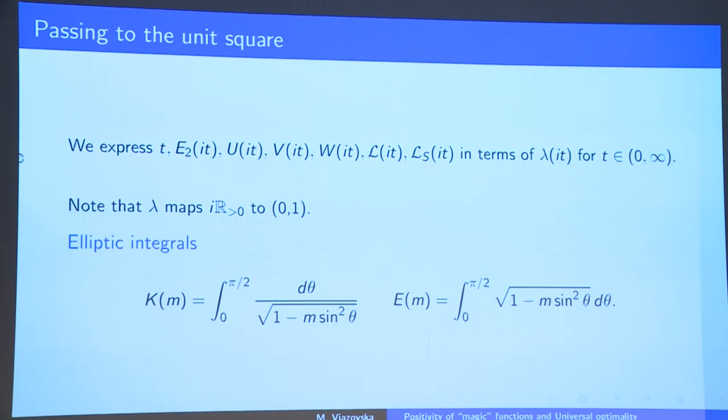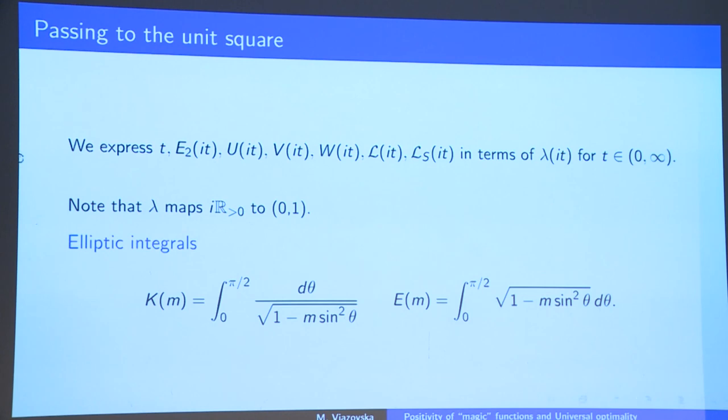And so this change of variables, which we will do: we will take the modular lambda function, which is a Hauptmodul for the group gamma 2, as our new parameter. And so lambda maps the imaginary axis into the interval 0, 1. And so now what we have to do is express all these functions in terms of lambda, if our variable in the upper half plane is in the imaginary axis. And so for this, we'll need polynomials. Also, we'll need a logarithm, because we had logarithm of lambda in our formulas.